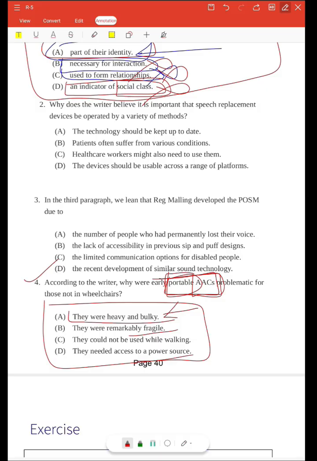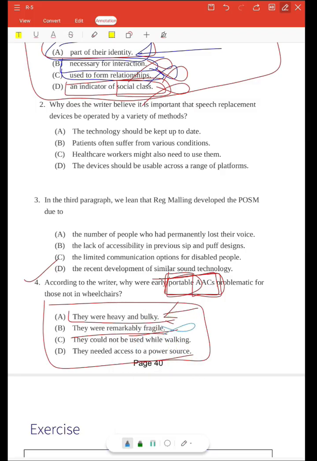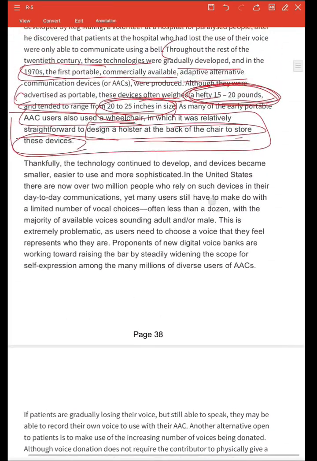They were remarkably fragile. They have not discussed that the AACs were fragile. No. So this option will be eliminated. And they could not be used while walking. They have not discussed this. They needed access to a power source. They have not discussed the power source. So what they have said is they were heavy and bulky. They have not directly said it, but they have given the weight and the size.